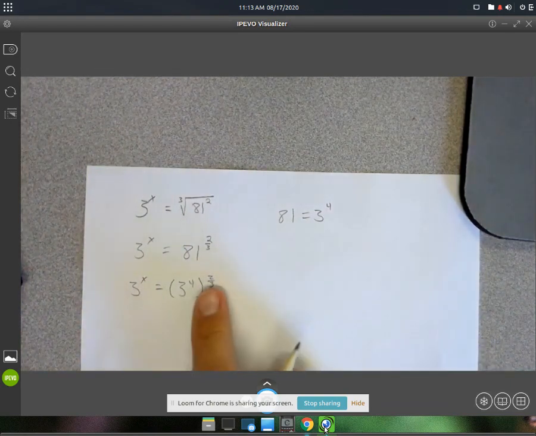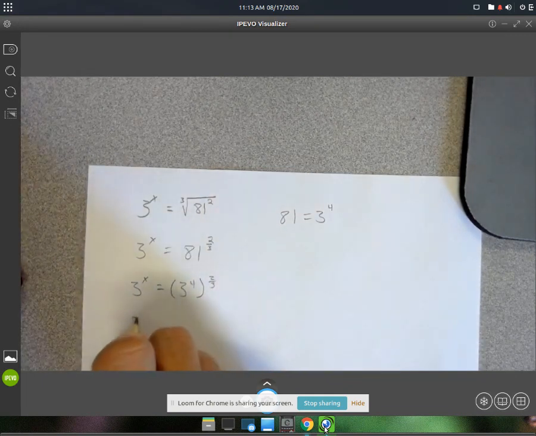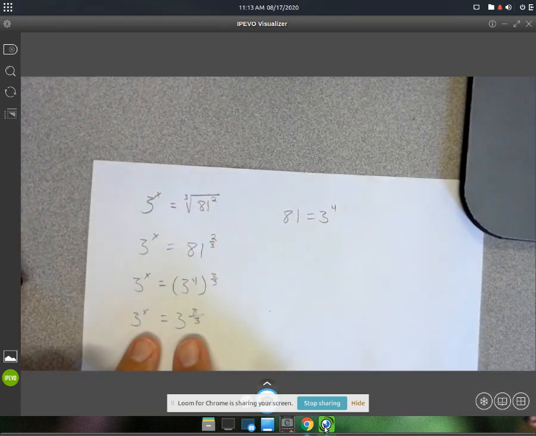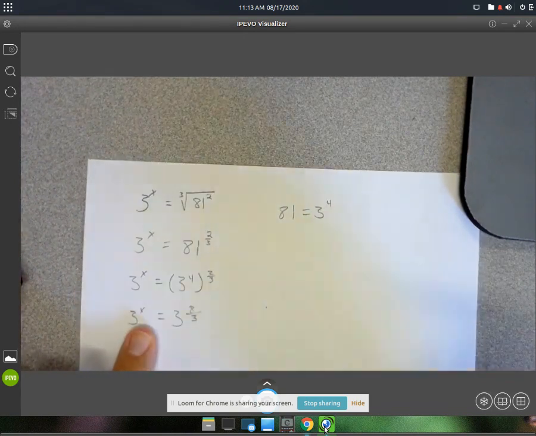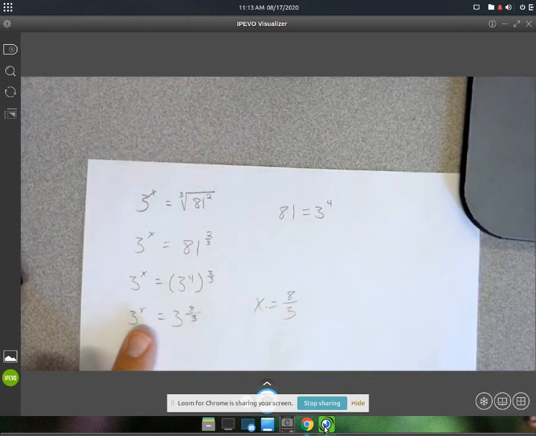All right, so I've got an exponent to an exponent, so I can use that same little trick. I will just multiply those powers. So we'll have 3 to the x is equal to 3 to the 8/3. 8/3. All right. And now you can clearly see that x is equal to 8 over 3. All right. Okie dokie.